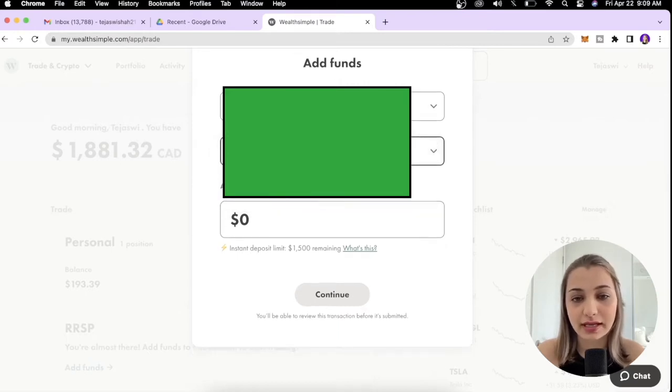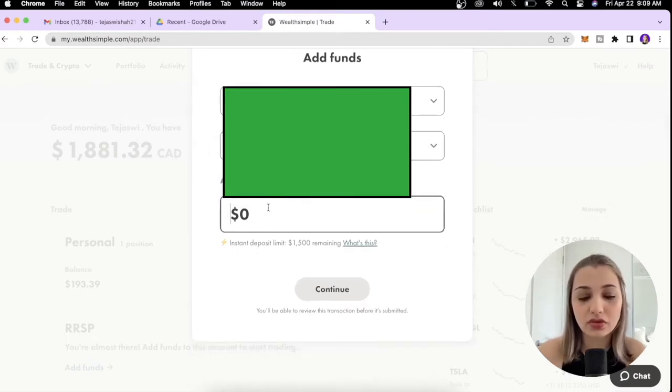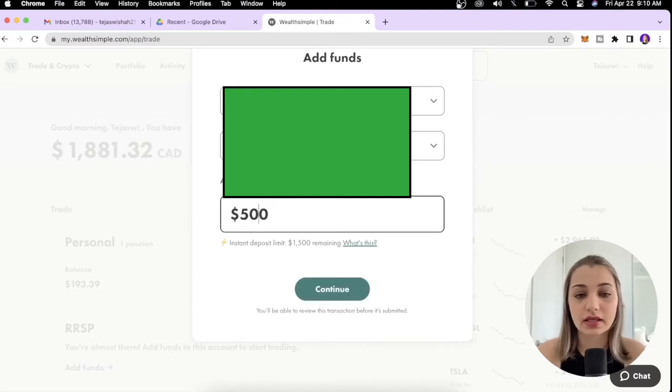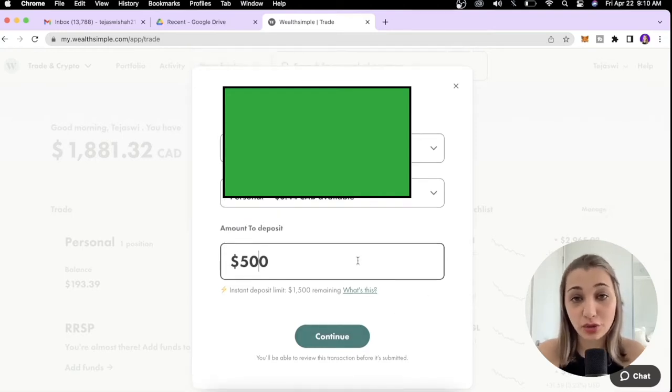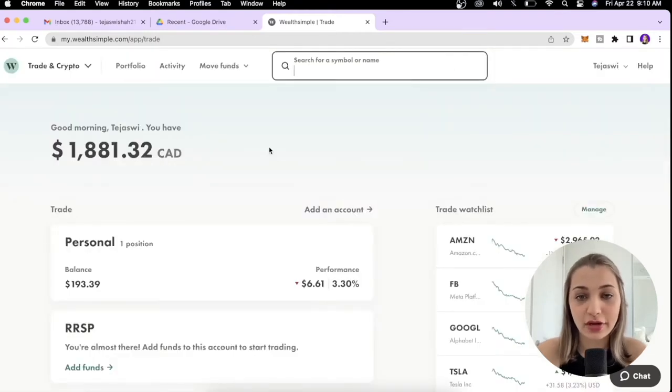So I would just click that as personal, and then you're going to enter the amount of money you want to deposit. I will put that as 500, and you're going to click continue and follow the prompts. I don't really want to do that right now, but that's essentially how you would go about adding money into your Wealthsimple Trade account. Once you have the money in your account, the next step would be to go under the search tab and search for the ticker symbol of your ETF.